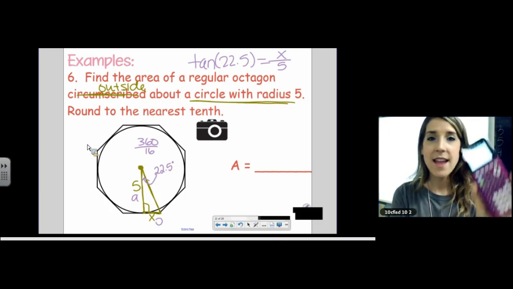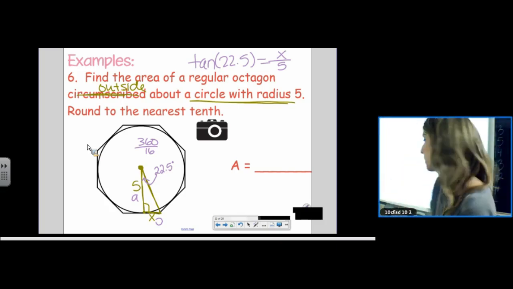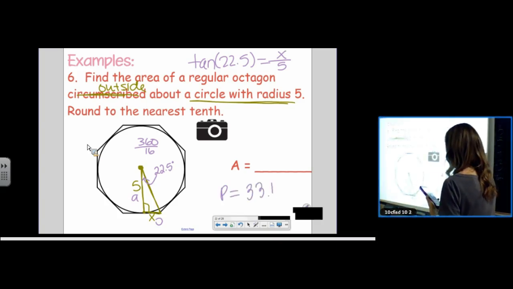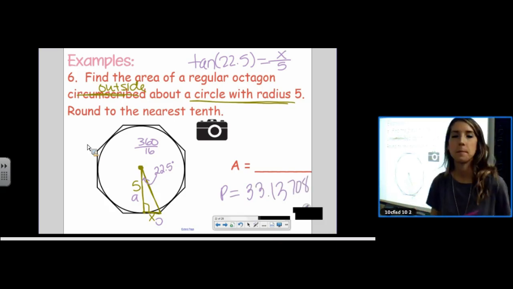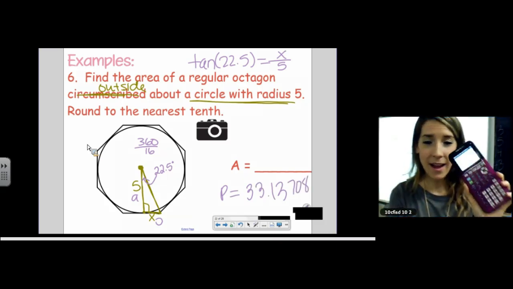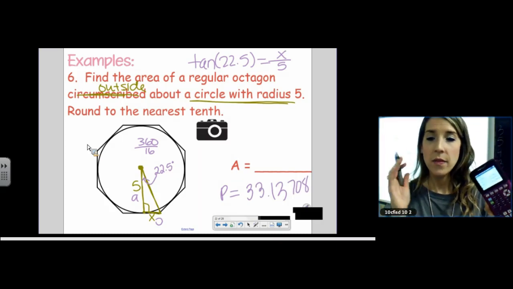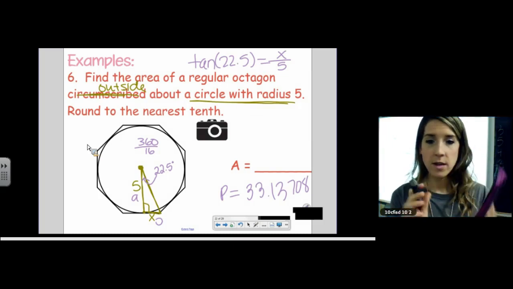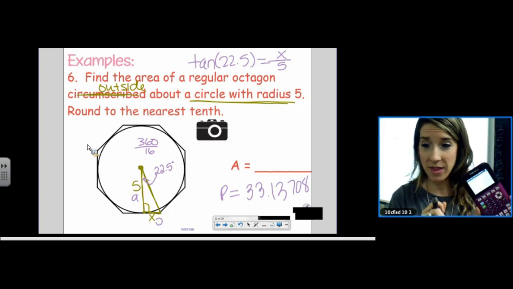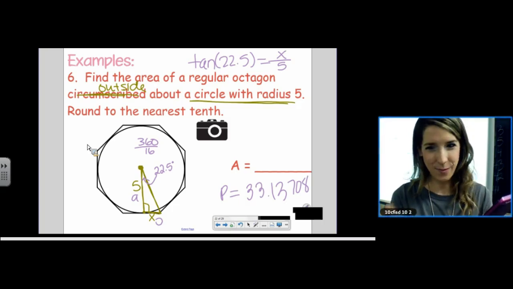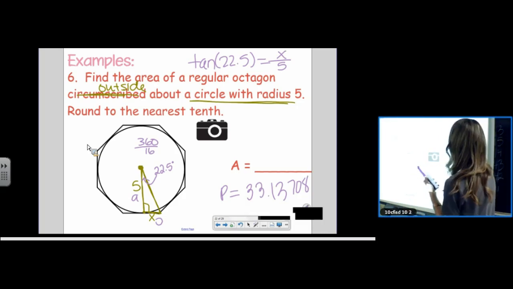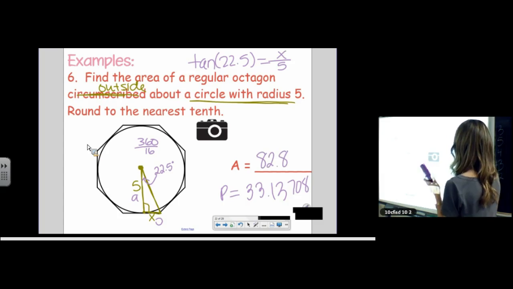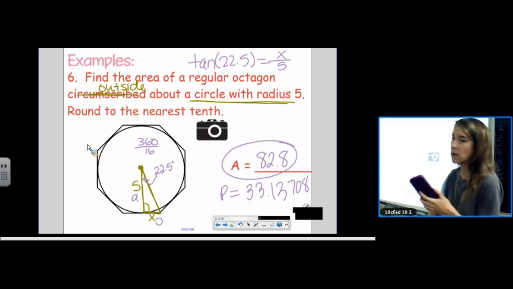Times 8. Now I have the perimeter of my octagon. I'll just write it down just to show you, just in case you're getting confused by everything being done in the calculator. Okay. I can still keep using my calculator. In other words, the formula says perimeter times apothem divided by 2. So I've got my perimeter. Now I need to do times 5, because that's my apothem, divided by 2, because that's what the formula says. And the area of my octagon is 82.8. They didn't give us units, so we don't have to give them units back.